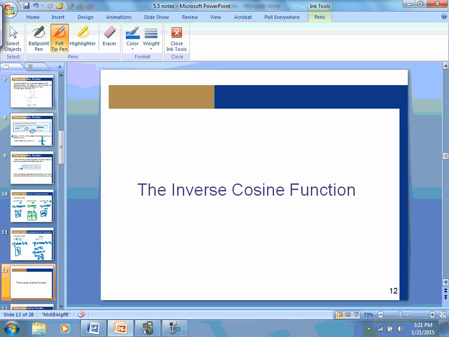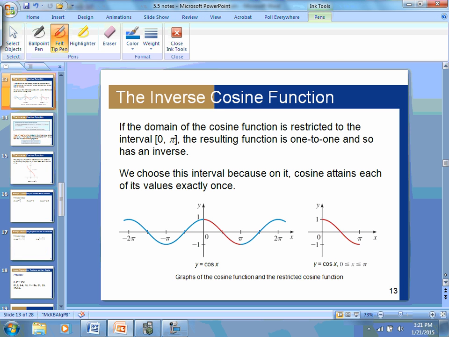Okay, so let's try this now for the cosine function, and then we'll be done with this section. Now the cosine function, again, it's a big wave. The cosine curve looks like a big wave. It keeps repeating. So if we tried to do the horizontal line test, it wouldn't pass. This horizontal line is going to touch the graph at numerous points.